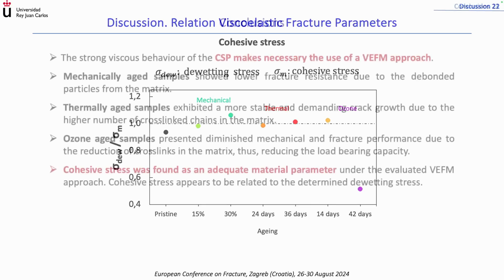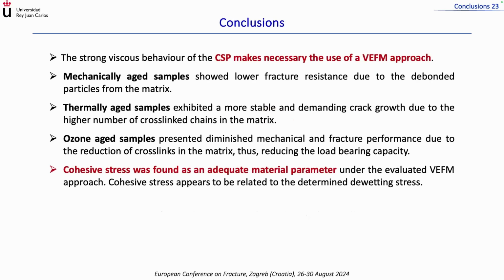So the conclusions are: mechanically aged samples showed lower fracture resistance due to the debonded particles from the matrix caused during mechanical aging. Thermally aged samples exhibited a more stable and demanding crack growth due to the higher number of cross-linked chains in the matrix. Ozone-aged specimens presented a reduction in fracture performance due to the reduction of cross-links in the matrix.